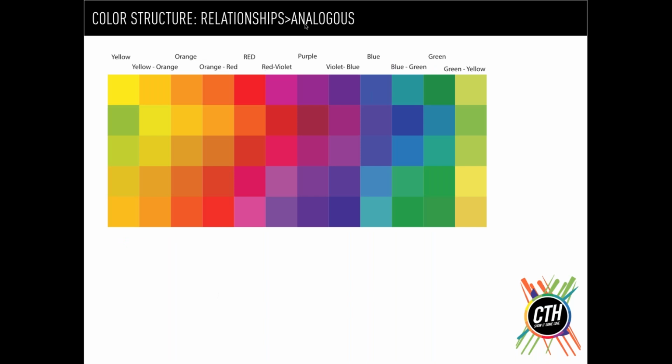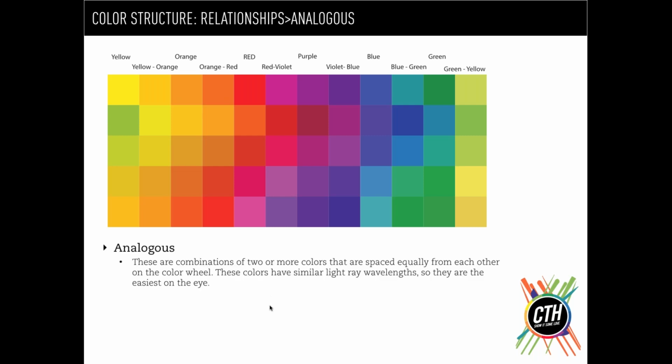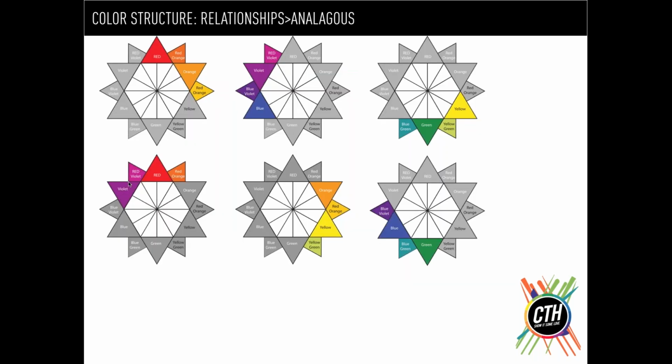Analogous means that they are next to each other on the color wheel. So as opposed to complementary, they're neighbors. They sort of get along. They're a little closer, a little more harmonious. Analogous colors look like this. There's still some contrast, if you can see that, but they're a little more harmonious than complementary.